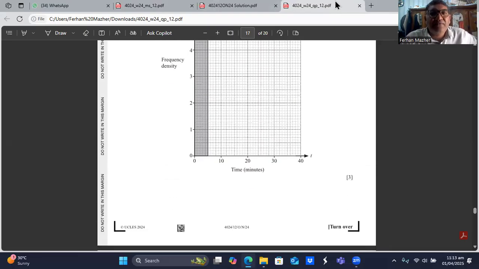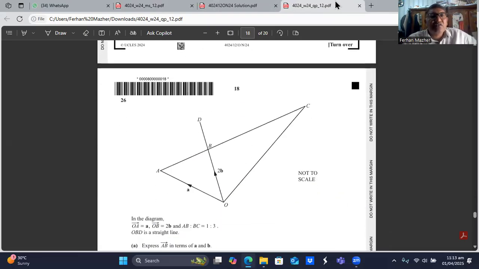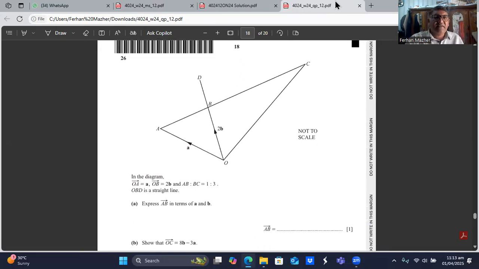So then, that was the 3-mark question. Then we have question number 26. He says, in the diagram, OA is represented with the vector a, OB is represented with the vector 2b, and the ratio AB to BC is 1:3. So in the ratio, if this is 1 part, then this will be 3 parts, and this whole thing will be 4 parts. So this basically represents the parts. If this is 1 part, then this is 3 parts. The AC will be 4 parts.